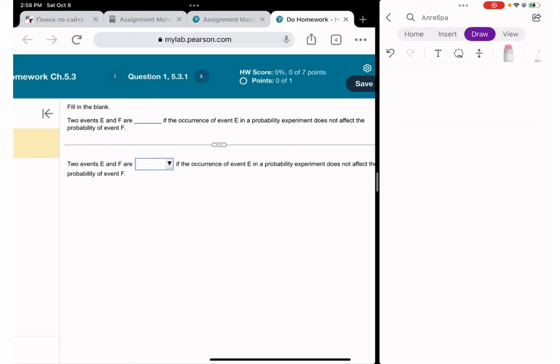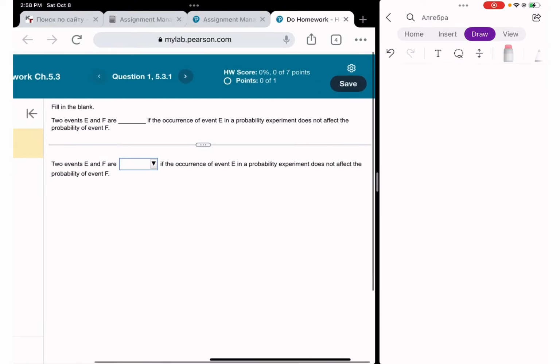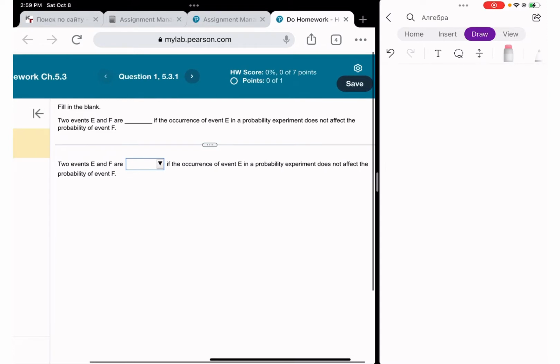Okay, doing homework chapter 5.3. Two events E and F. Let me see what choices we have. Disjoint, independent, unusual, dependent. If occurrence of event E in probability experiment does not affect probability of event F, we already know that. Independent, right? When they don't affect each other, those are independent.